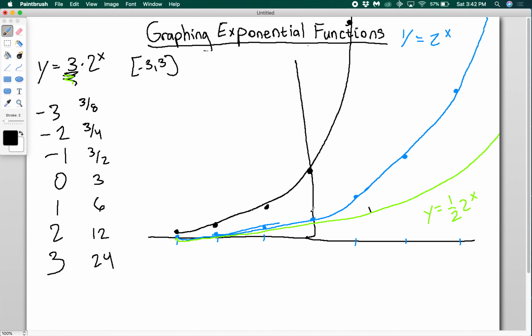But the general approach here is you want to make a table. You want to make sure that you're plugging in your values and that you're doing it carefully. And you're remembering what negative powers mean. It means you're doing 1 over 2 to that power. It doesn't mean you're making the number negative or anything like that. And that's how you graph exponential functions.